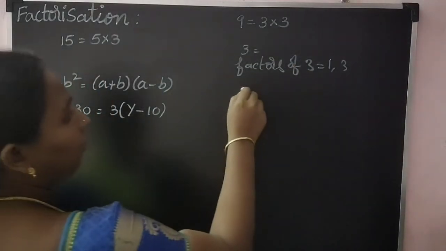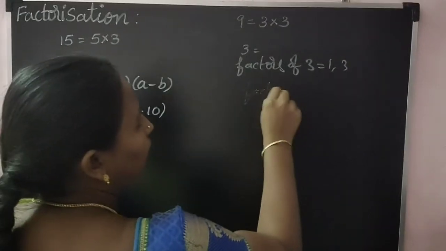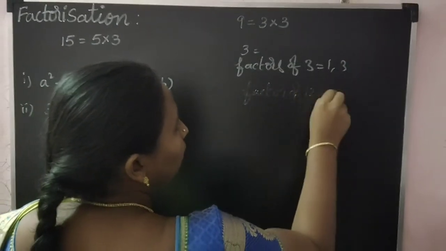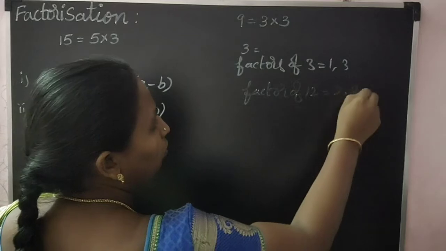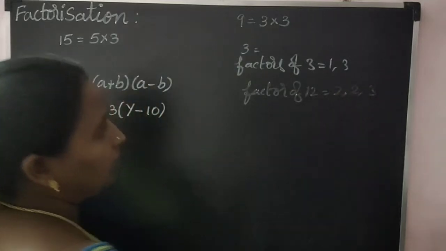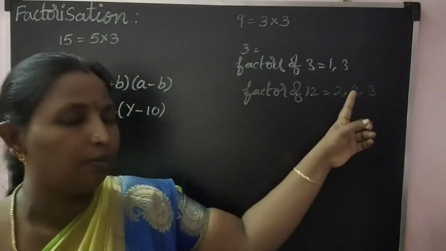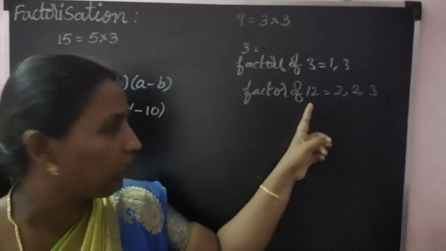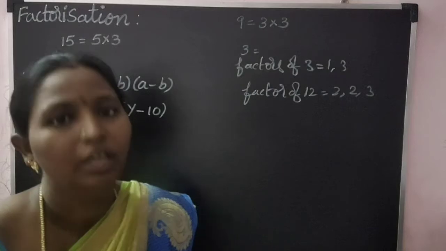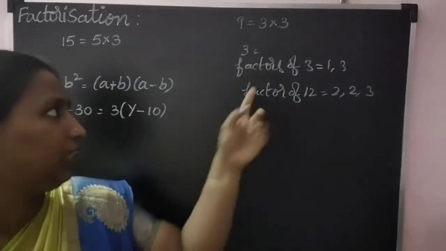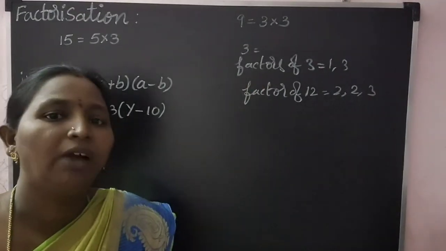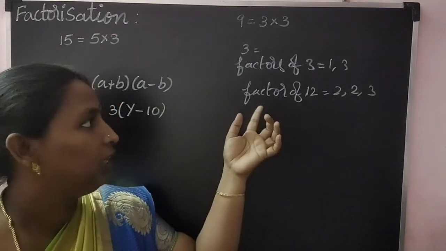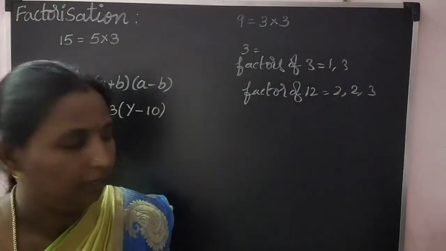Suppose if you take 12, so factors of 12 now. So factors of 12, 2, 2, 3. So 2 2s are 4, 4 3s are 12, you will get, you know. So 2, 2, 3. More than two numbers you have factors, isn't it? So 12 is called a composite number. If you have only two factors, then it is called a prime number. If you have two or more factors, then it is called a composite number.